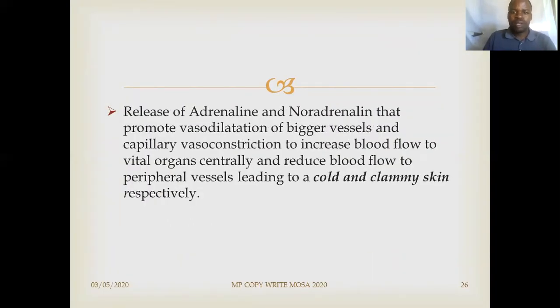The release of adrenaline and noradrenaline promotes vasodilatation of bigger vessels and capillary vasoconstriction to temporarily increase blood flow to vital organs and reduce blood flow to the peripheral vasculature, leading to cold and clammy skin respectively. So this explains why in shock someone may present with cold and clammy skin, because of adrenaline and noradrenaline that promote vasodilatation of bigger blood vessels.